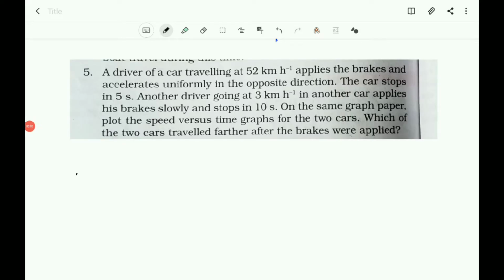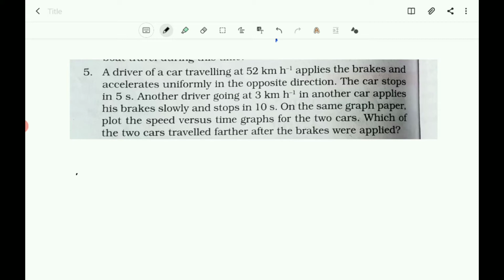Children, it is a continuation of the exercise of the chapter Motion. Now you take the fifth question. A driver of a car traveling at 52 km per hour applies the brakes and accelerates uniformly in the opposite direction. The car stops in 5 seconds. Another driver going at 3 km per hour in another car applies his brakes slowly and stops in 10 seconds. On the same graph paper, plot the speed versus time graphs for the two cars.